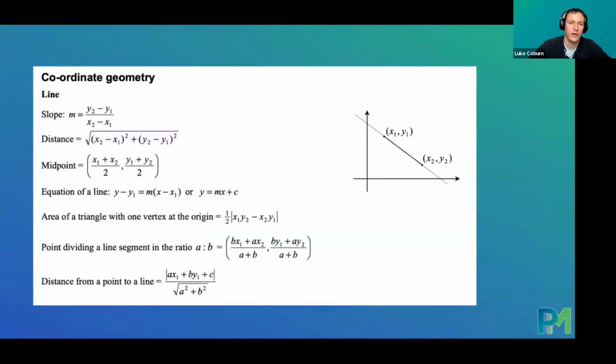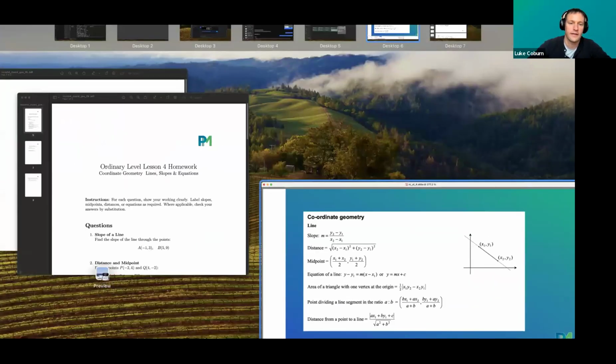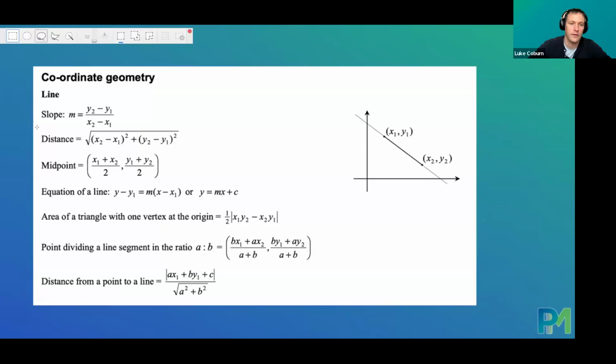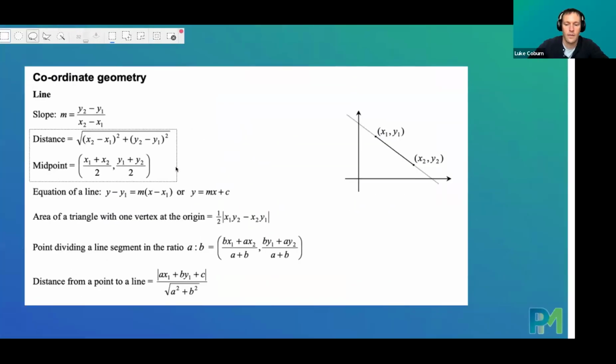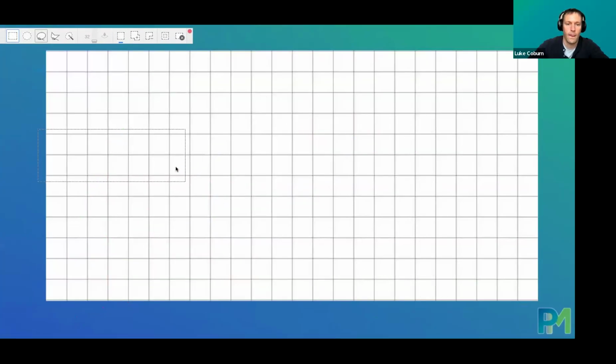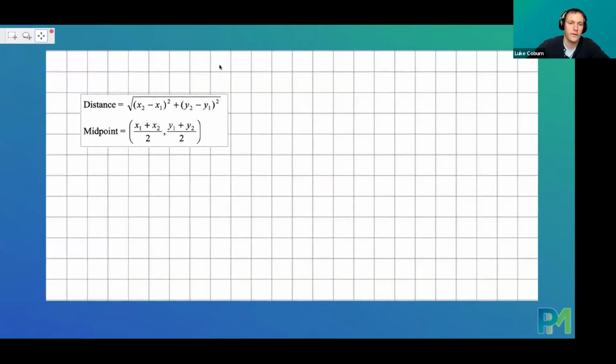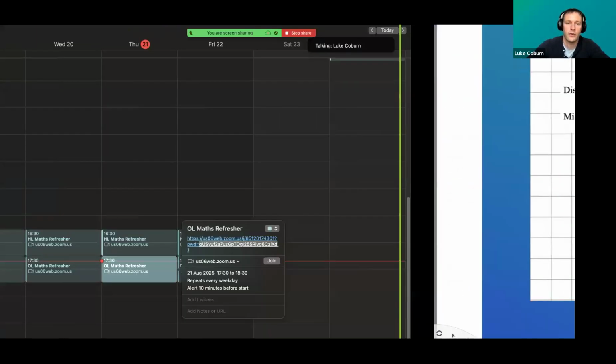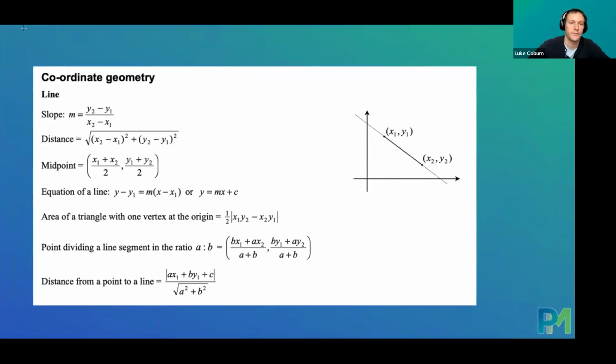Okay, so the next formula we want to talk about is the distance formula. Let's take distance and midpoint, because we can get two of these. So there's the distance and midpoint formulas. Let's go and get the graph here.